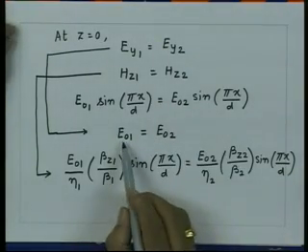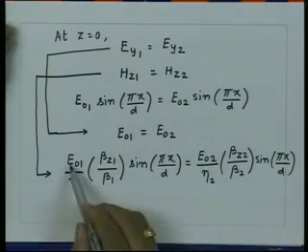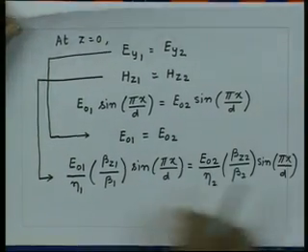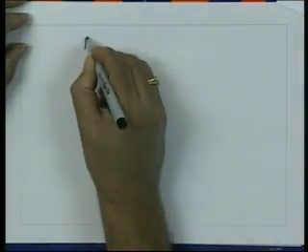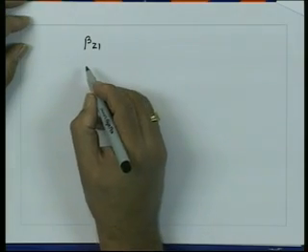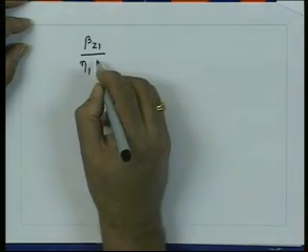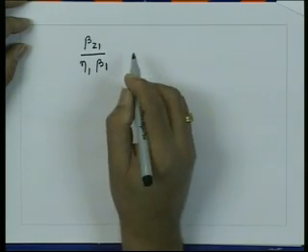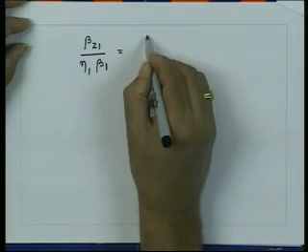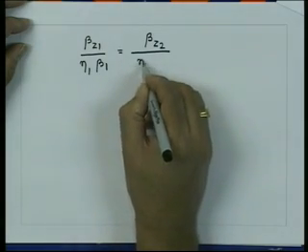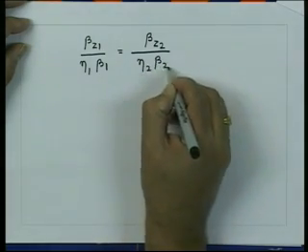So, from the first equation we have E01 equal to E02. So, this will cancel, and sine of pi x by d is again common on both sides. So, we get from this boundary condition beta z1 upon eta 1 beta 1 is equal to beta z2 upon eta 2 beta 2.